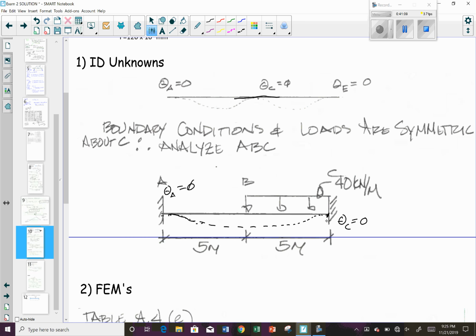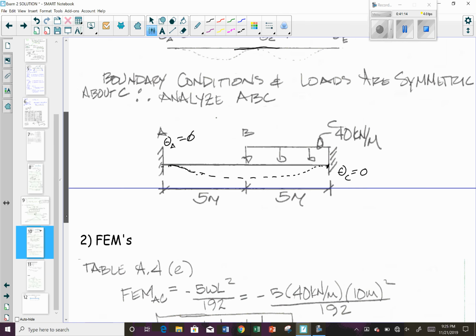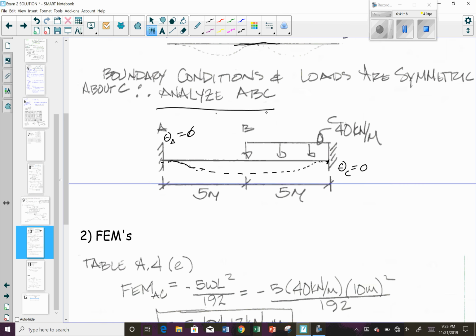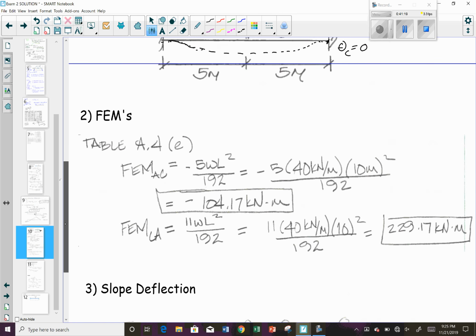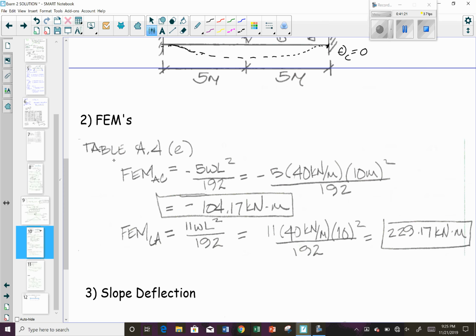This is the same thing as a fixed section. So let's just analyze the section from A, B, and C. Our fixed-end moments come from Table A4, section E. We can figure out what our moment at A is: minus 104.17 kilonewton meters, sorry. And then our fixed-end moment CA is equal to 11 WL squared over 192.